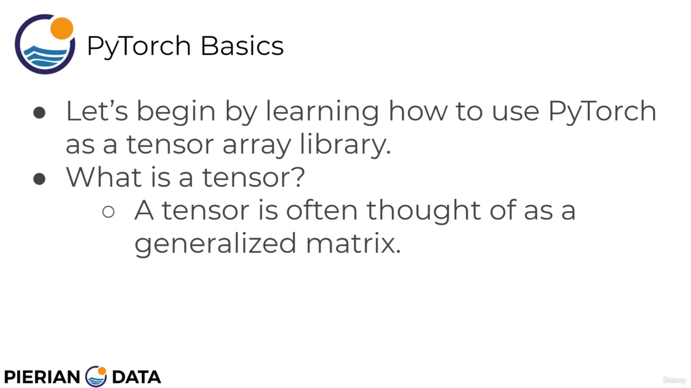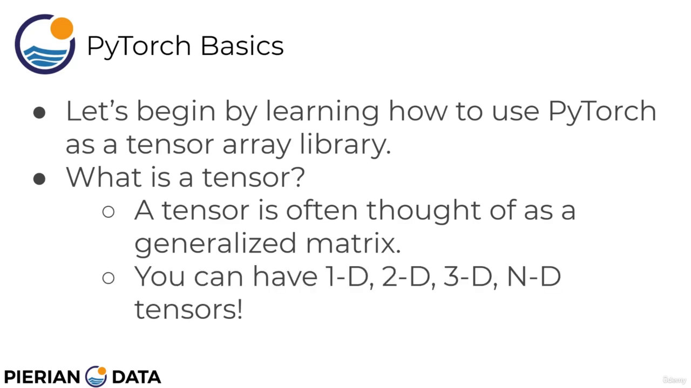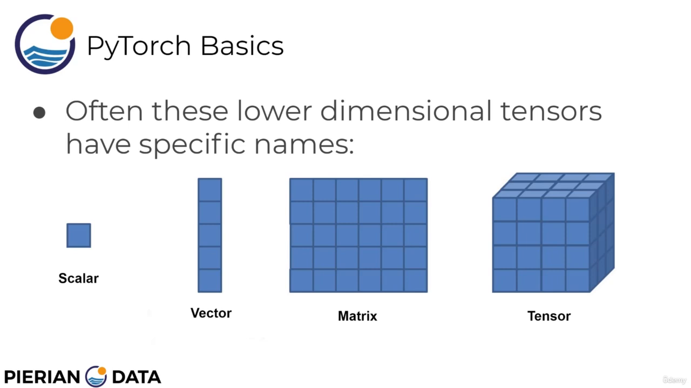And a tensor is often thought of as a generalized matrix. So you can have 1D, 2D, 3D, and ND tensors. Often, students who are beginning to learn about deep learning and they encounter the word tensor, people often say, oh, it's a three-dimensional or higher matrix. And that's not actually quite the case. It's more just a generalized term.